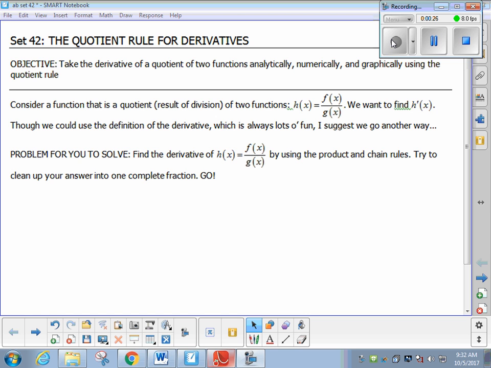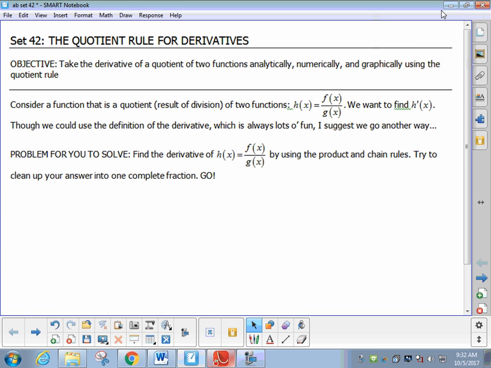So here's the idea. The idea of the lesson is the quotient rule for derivatives, when you take a derivative of a division result or a function that's a division problem. Now, you can do this by the definition of the derivative, but it's kind of tedious and hairy. So let's do this a different way.